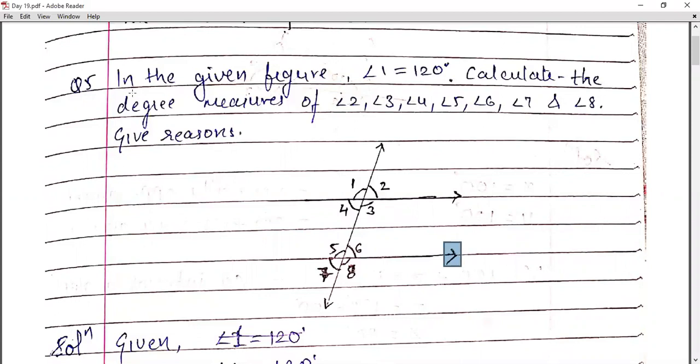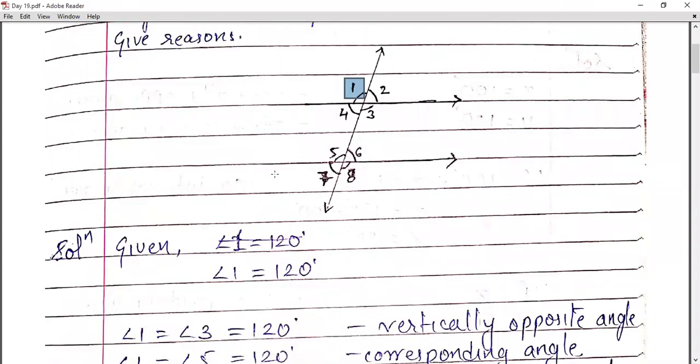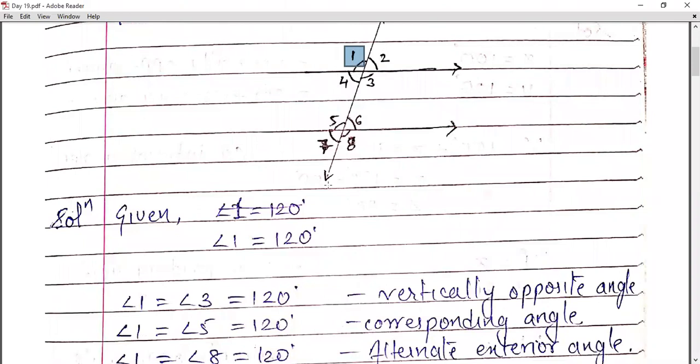So question number 5 is, in the given figure, angle 1 is equal to 120 degrees. Calculate the degree measures of angle 2, 3, 4, 5, 6, 7, and 8 and give reasons. So we have been given angle 1 is equal to 120 degrees.